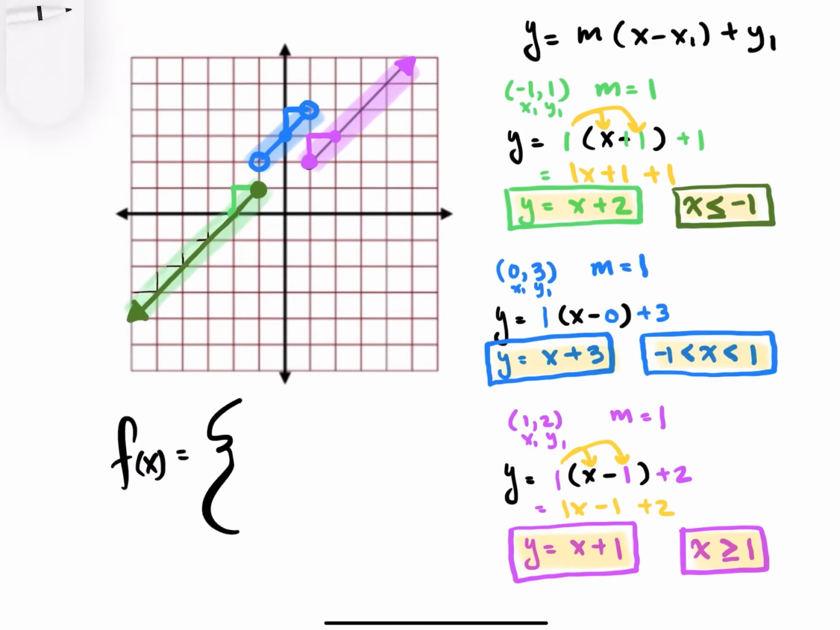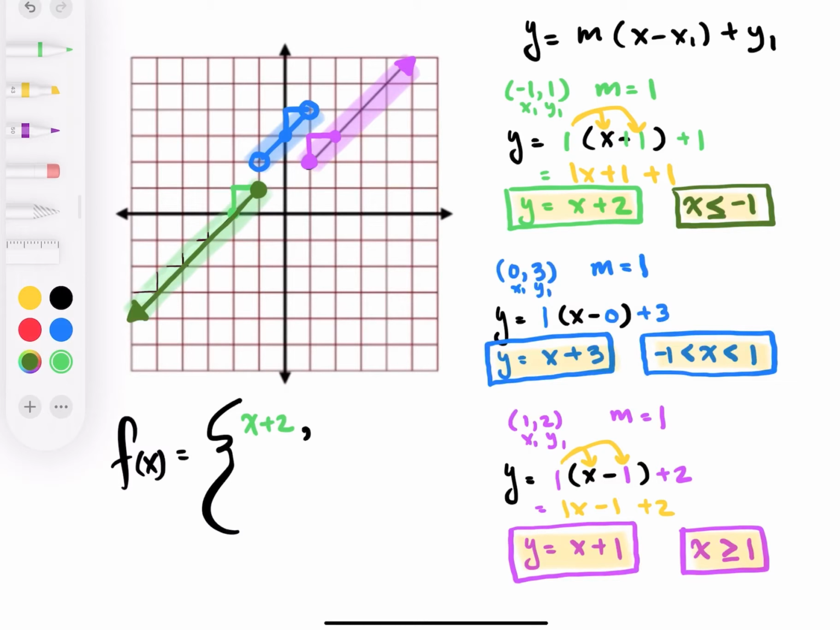The first one is in green. So we have our equation piece, which is that x plus 2. Remember, f of x is my y. And then we have the constraint of x is less than or equal to 1. So I'm going to put a comma there, and I'm going to put in that constraint of x is less than or equal to negative 1.